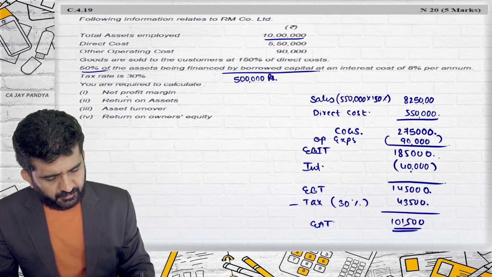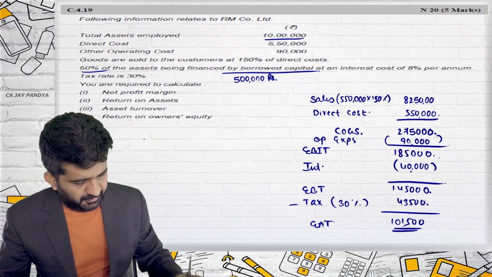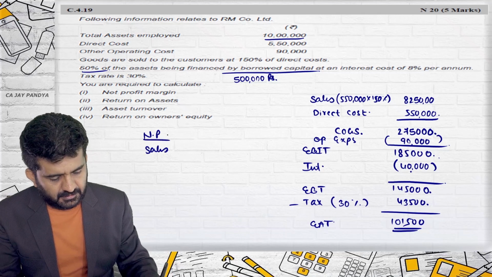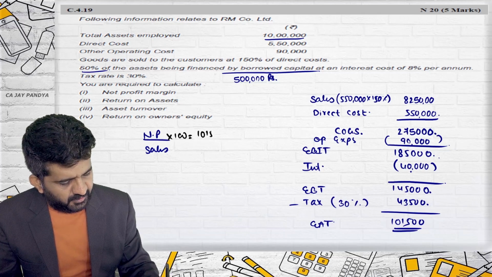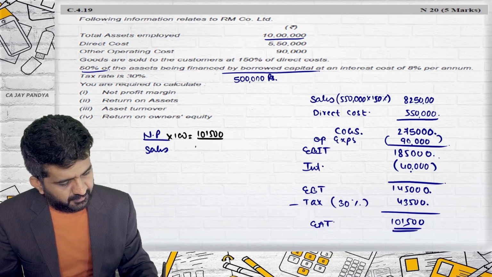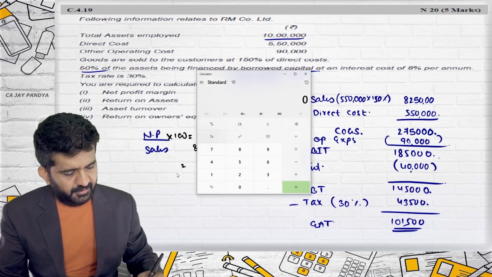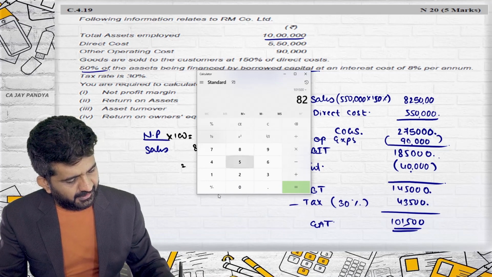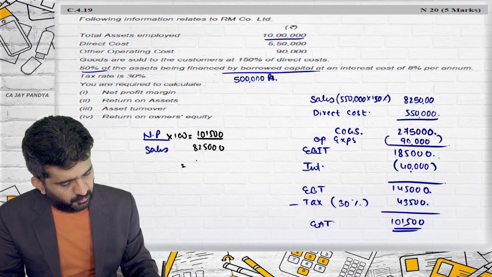Let us see what they are telling to find. Net profit margin. It is net profit divided by sales into 100. Net profit is 1,01,500 divided by sales, which is 8,25,000 into 100. 1,01,500 divided by 8,25,000 into 100 is 12.30%.